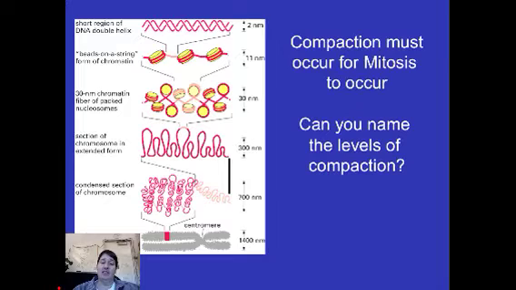Ultimately, all of this gets jam-packed into the nucleus, and all of this has to be made very tightly during the process of mitosis so that we don't have big long strands of spaghetti that get wrapped around one another and broken during the process of pulling sister chromatids apart.